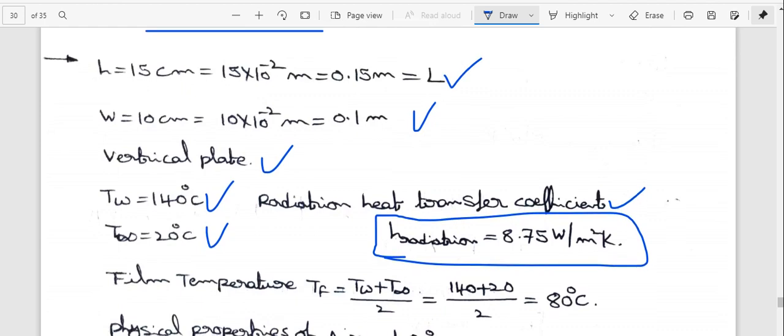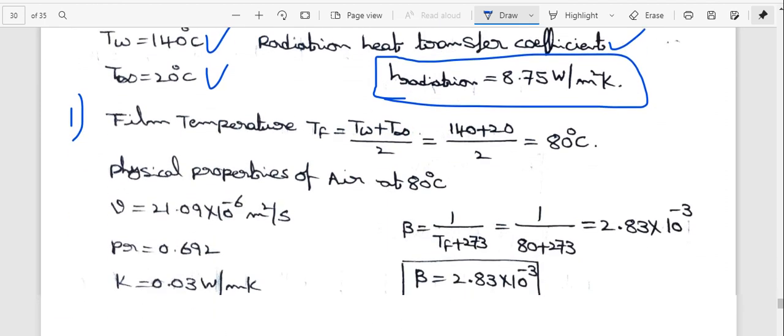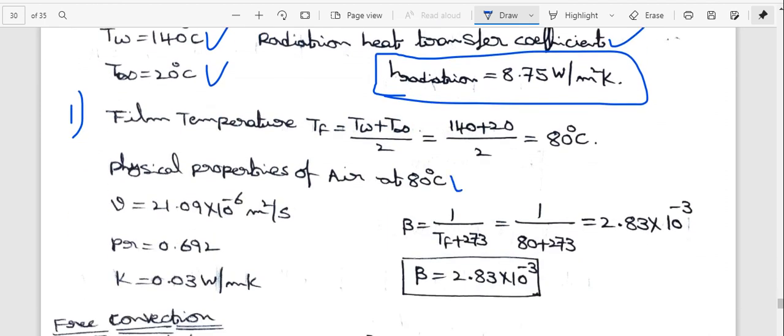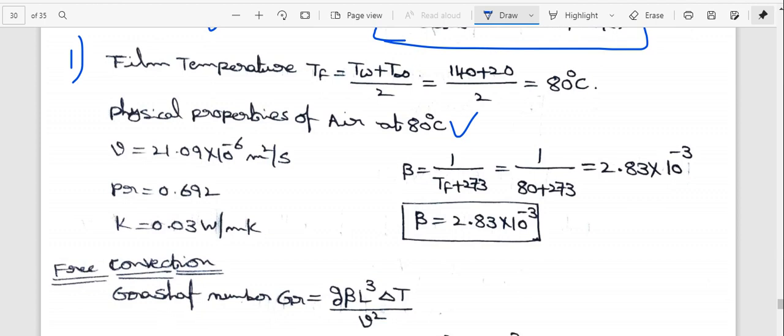First of all we need to calculate the film temperature, and after that we can take the physical property values of air at film temperature from data book page number 33. We can take the v value, Pr value and kinematic viscosity value, and the beta value can be calculated. Here beta equals 2.83 into 10 power minus 3.